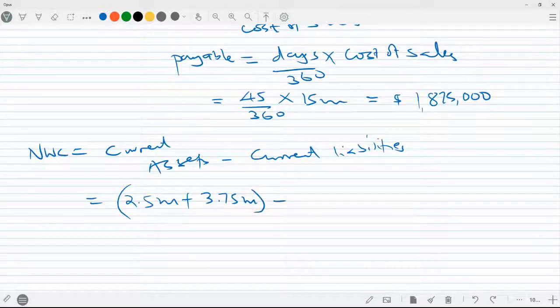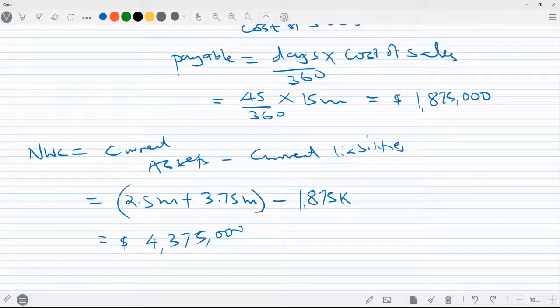Minus the payable, and payable we have gotten 1,875. And you get how much, therefore? 4,375,000. 4,375,000. Okay, and that's how we get, therefore, the net investment or the net working capital required for the next financial year. Clear? Brian, you got something different?